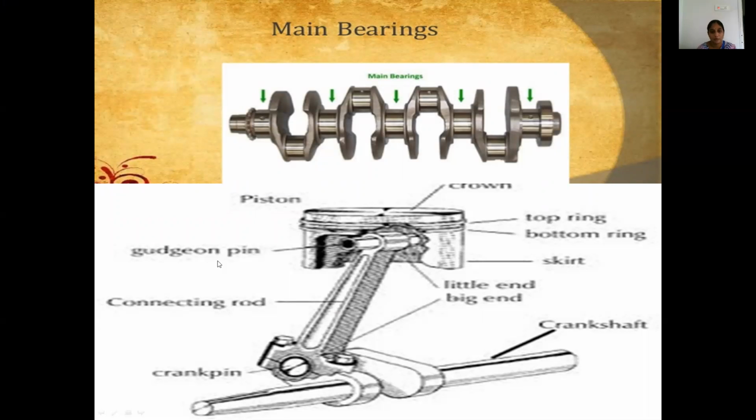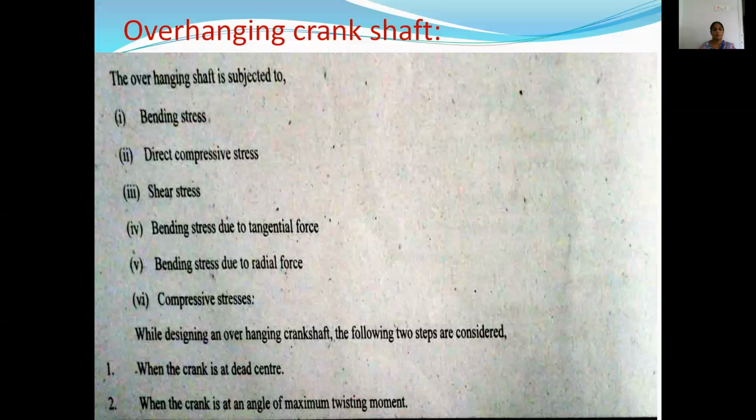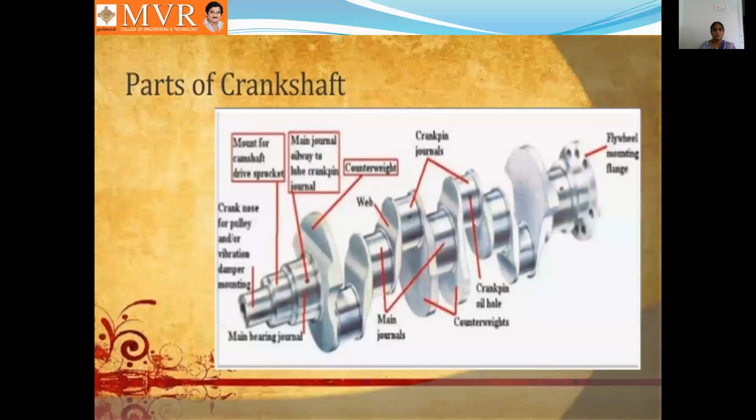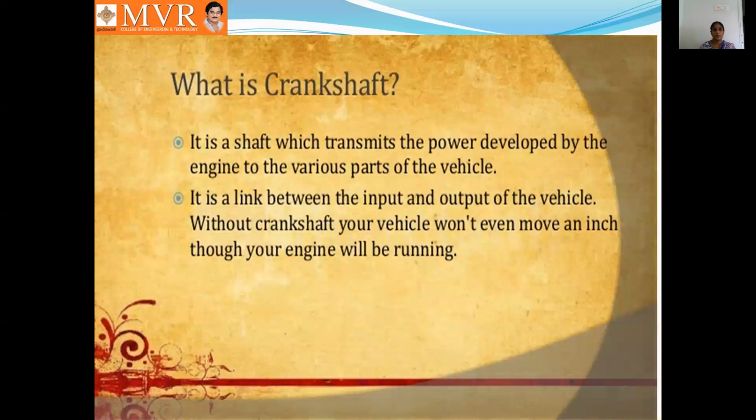See, this is the part which we have taken in the IC engines. This is called the piston. Piston is directly connected to the connecting rod, and the connecting rod is connected to the crankshaft. And there are the gudgeon pin, connecting rod, crank pin, top ring, bottom ring, skirt, little end, big end, and crankshaft. These are the parts which are developed in the IC engines. This is made by the crankshaft.